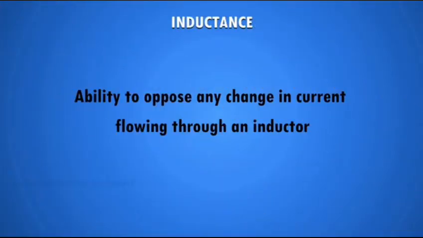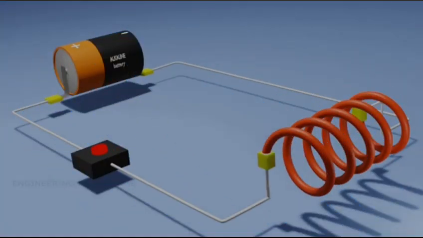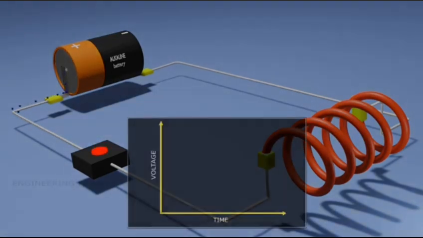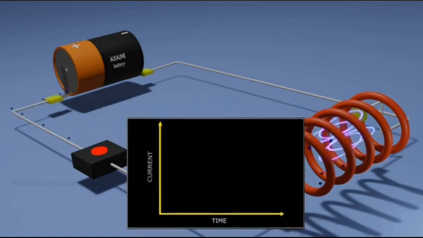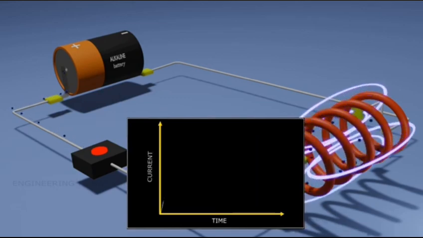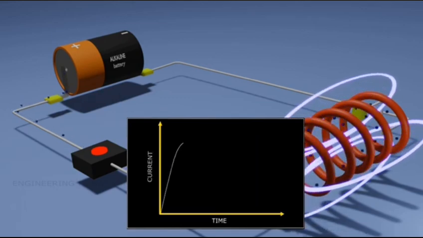Inductance is the ability to oppose any change in the current flowing through an inductor, whether it be in magnitude or in direction. Consider an inductor with a certain number of turns. When the circuit is closed, the voltage across the inductor instantly jumps to its peak value, but the current flow increases from 0 to maximum at a gradual rate.